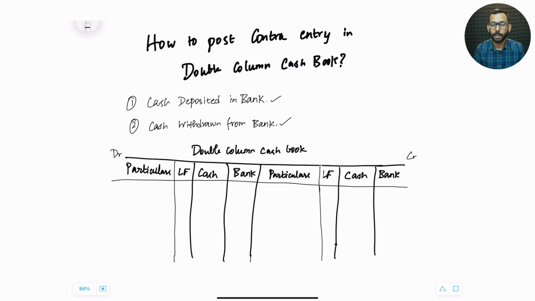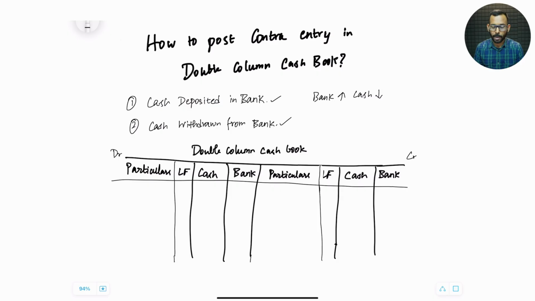Understand what happens when cash is deposited in bank. When you deposit cash in bank, which means the raw cash that you are holding in hand, the rupee note, goes down and the same amount is now being deposited inside your bank account, which means your bank balance goes up and your cash in hand balance comes down. Now what is going up? Bank is going up, and what is coming down? Cash balance is coming down.